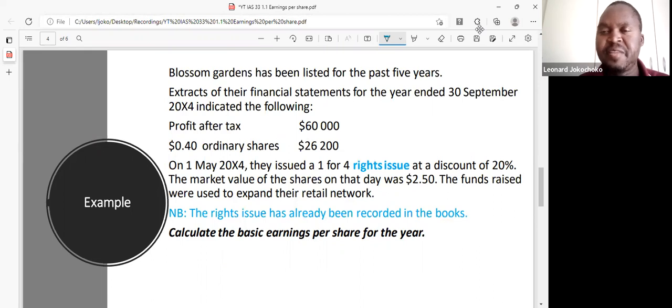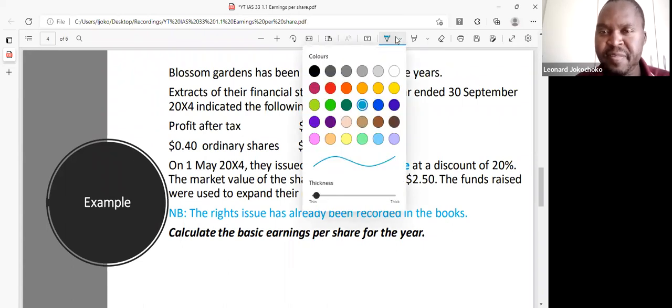Blossom Gardens has been listed for the past 5 years. Extracts of their financial statements for the year ended 30th September 2024 indicated the following. Their profit after tax is $50,000. They have 40 cents ordinary shares, which are worth $20,200. On 1 May 2024, they issued a 1-for-4 rights issue at a discount of 20%. The market value of the shares on that day was $2.50. The funds raised were used to expand their operations. Please note that the rights issue has already been recorded in the books. Calculate the basic earnings per share for the year.